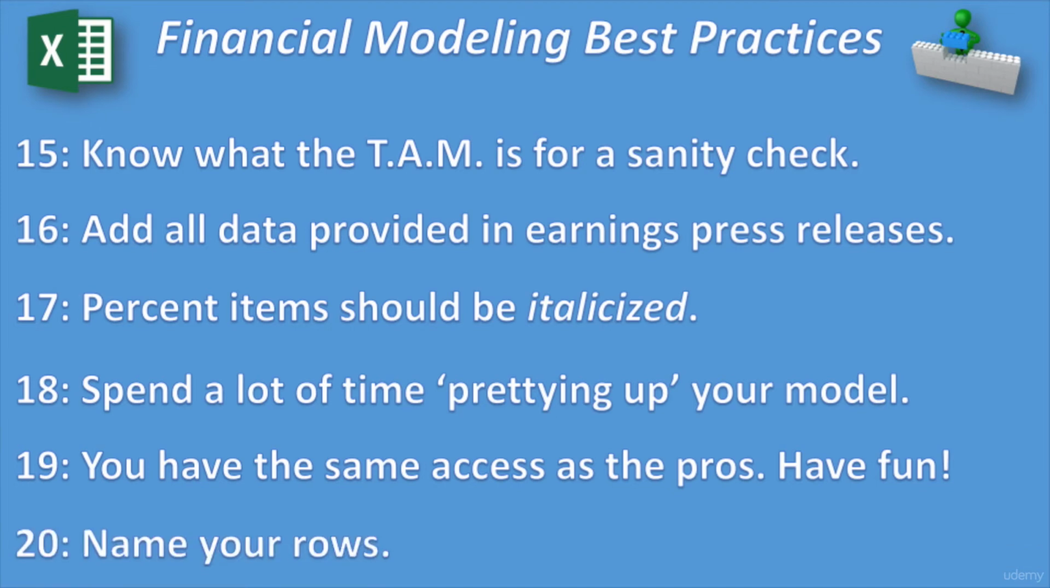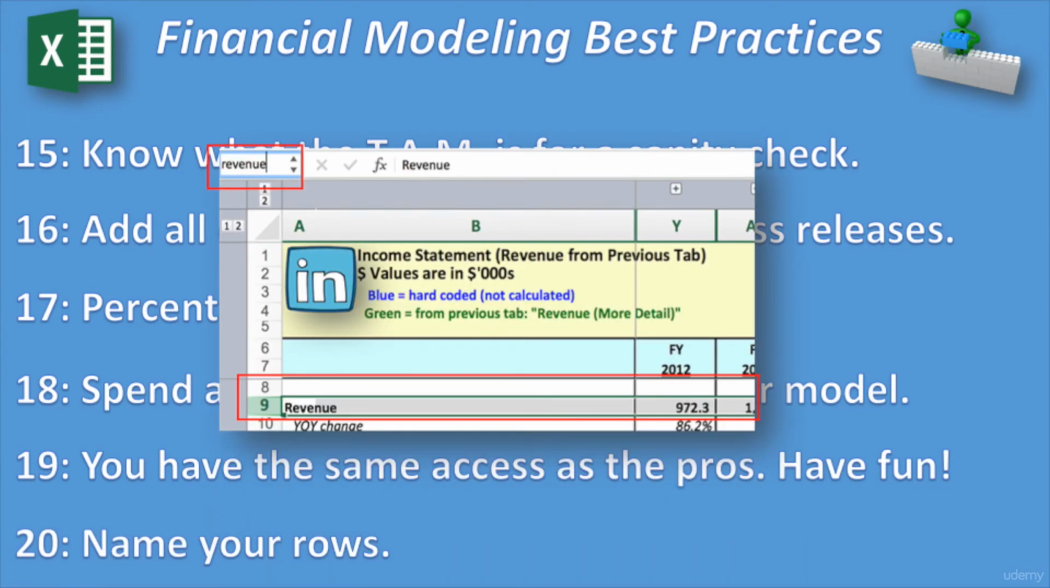Number 20, name your rows, okay? And this is what I mean. What you can do is you can highlight a row, right? Like row 9, see? And then go up to the top left-hand corner of Excel and type in revenue. And that way, it's like using English instead of code, right? Instead of saying divide cell X by cell Y, whatever, you can say divide it by revenue, right? And that goes into your formulas.